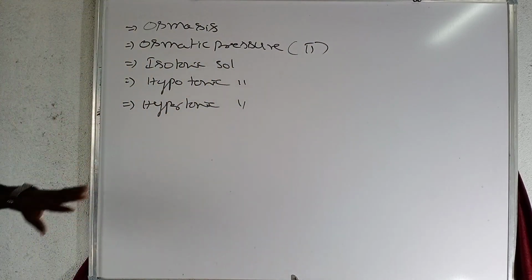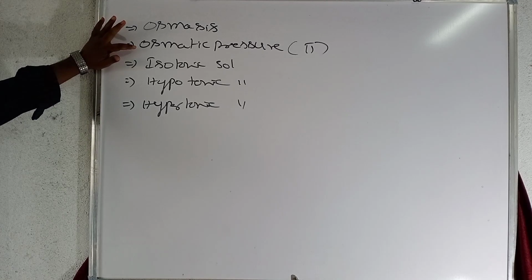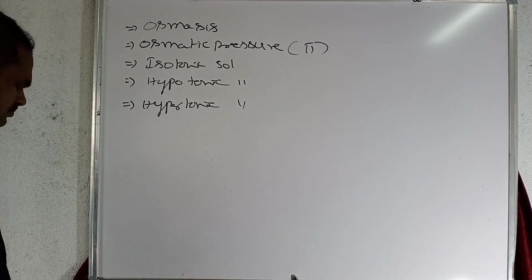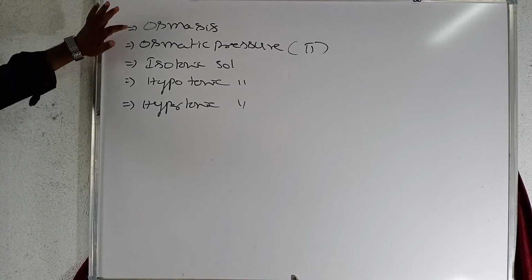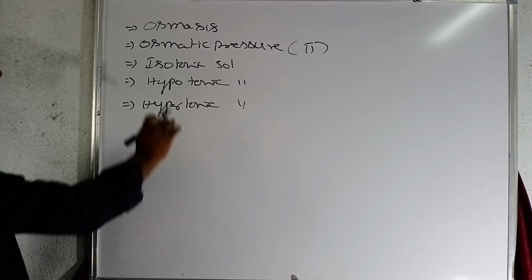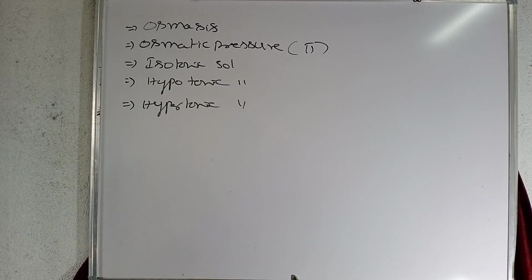Osmotic pressure, we discussed clearly in last class. Osmotic pressure depends on number of solute particles present in the solution. It does not depend on nature of solute. That's why osmotic pressure is considered a colligative property. Colligative property means those properties of the solution that depend on number of solute particles present in the solution. So here osmotic pressure depends on number of solute particles present in the solution. That's why we consider this a colligative property.